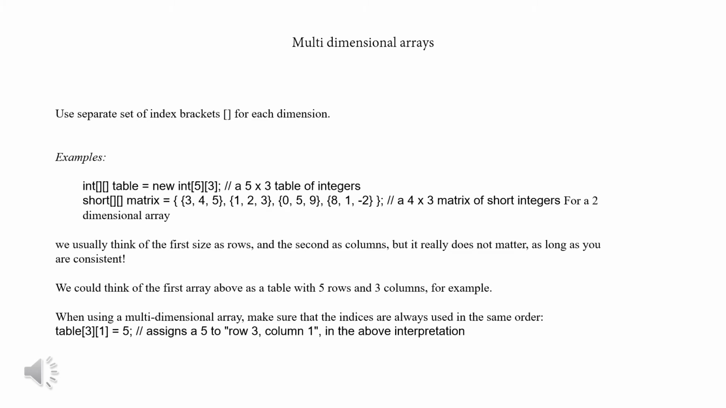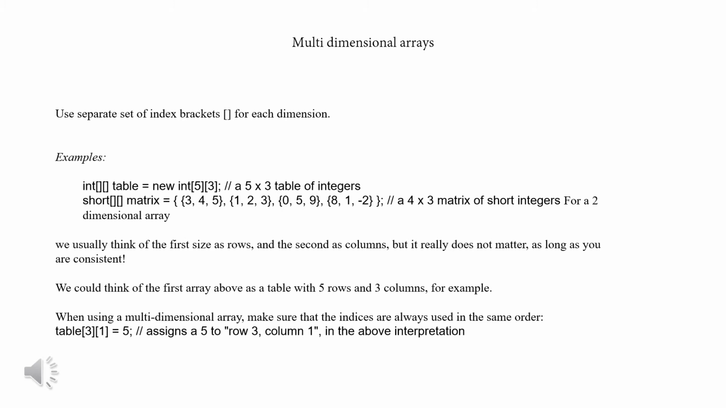Inside the first braces we have 5 and in the next one we have 3. So 5 indicates the number of rows in this table or matrix, and 3 indicates the number of columns. The first one indicates the number of rows and the second one indicates the number of columns.